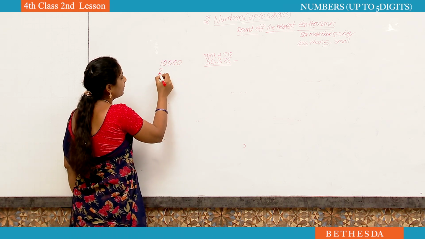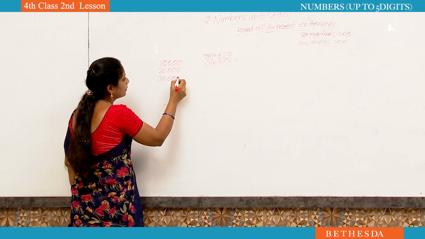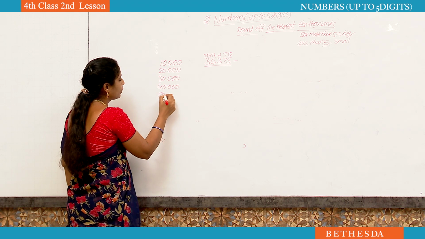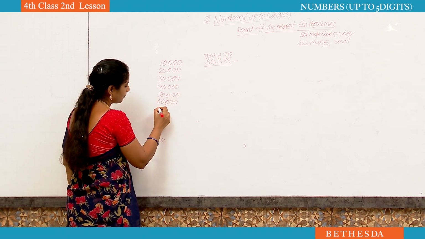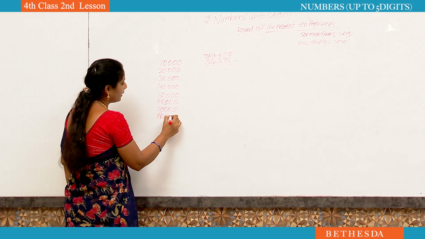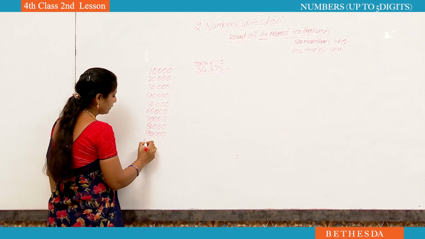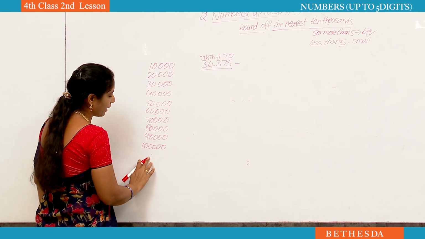Thousands. 10,000, 20,000, 30,000, 40,000, 50,000, 60,000, 70,000, 80,000, 90,000, lakh. For lakh, how many zeros? 5 zeros.